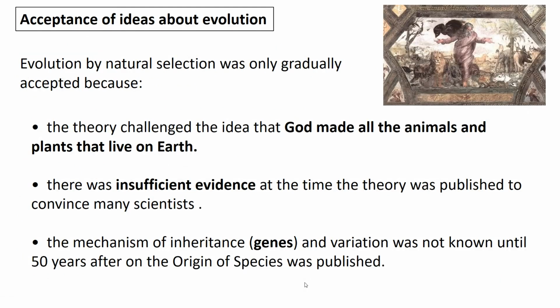And at first, this idea that we all evolved from simple life forms over 3 billion years ago was quite a revolutionary idea, and it was only gradually accepted over a longer period of time, because this idea that Charles Darwin had challenged the theory that God made all the animals and plants that live on Earth. There wasn't a lot of evidence at the time to convince the scientists that were around. And the mechanism of genes, and the word gene, wasn't really known. We didn't really understand inheritance until about 50 years after The Origin of Species was published. So it really was quite a novel way of thinking about how genetic information was transferred, considering we didn't know about genes.